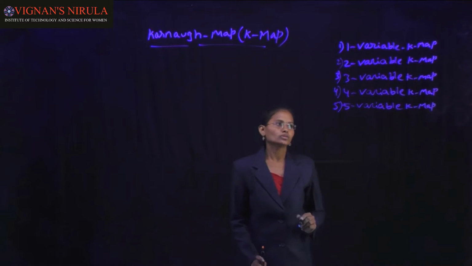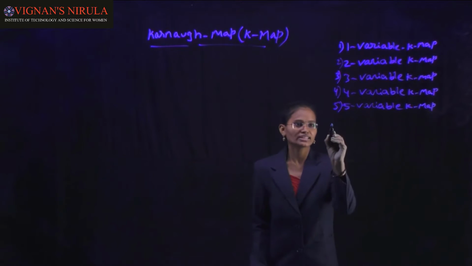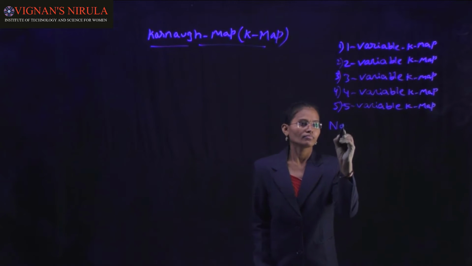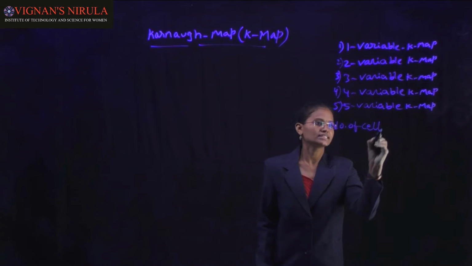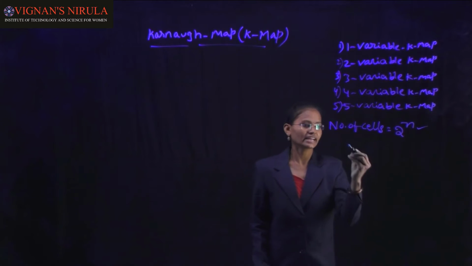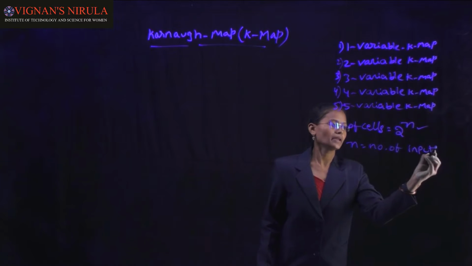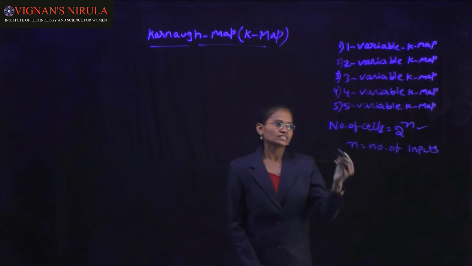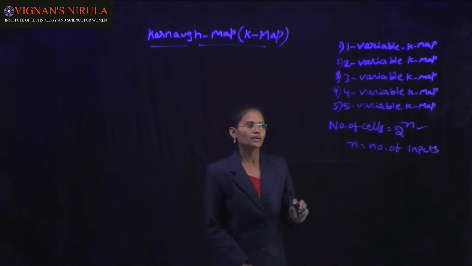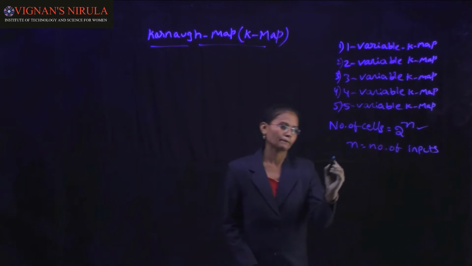Okay, first see the K-map structure. How to find out how many cells there are? What is the formula? Number of cells equals 2 power of n. Here n indicates the number of inputs. Okay, this is the formula for how to find out the number of cells.